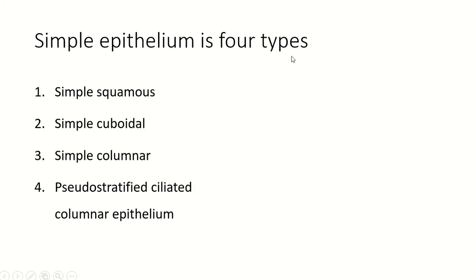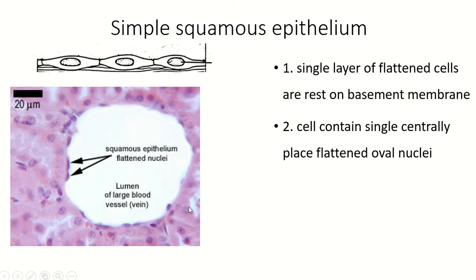Simple epithelium is four types according to the shape of the cell: simple squamous epithelium, simple cuboidal epithelium, simple columnar epithelium and pseudostratified ciliated columnar epithelium. So this is simple squamous epithelium. The cells are flattened and rest on the basement membrane. The nuclei are oval in shape but flattened. This is the histological slide of the simple squamous epithelium. This bulge is the nuclei, the flattened nuclei of the simple squamous epithelium, and the cytoplasm you cannot see.